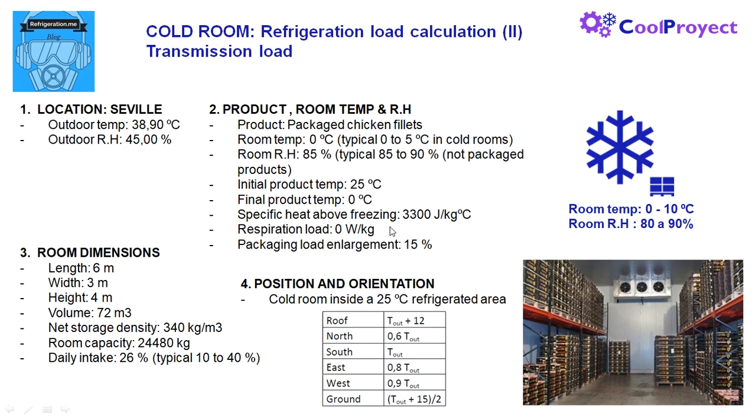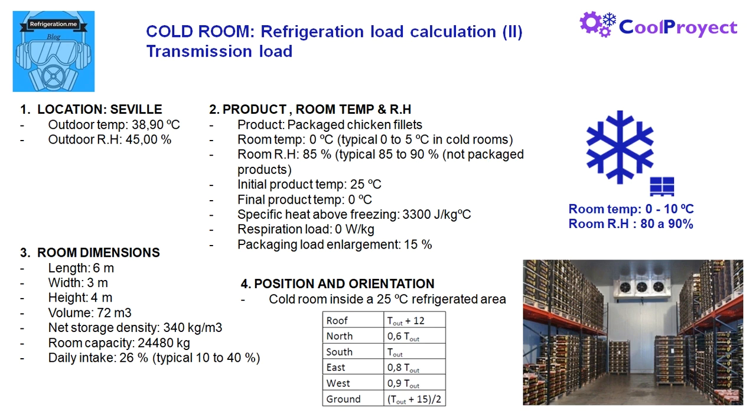Another factor is respiration load. In this case it is chicken and respiration load is 0, but in the case of fruits and vegetables we'll have some respiration load. And for the packaging of the product we can use an enlargement factor of about 15%.